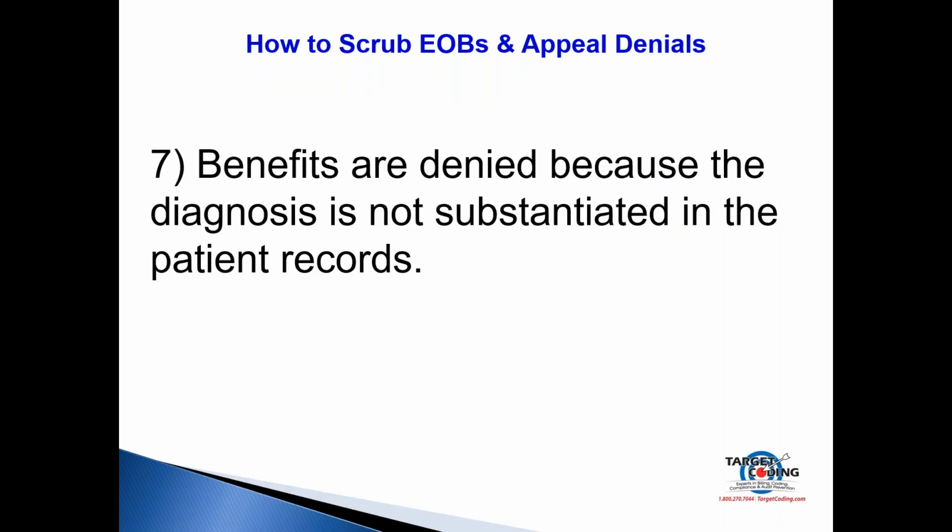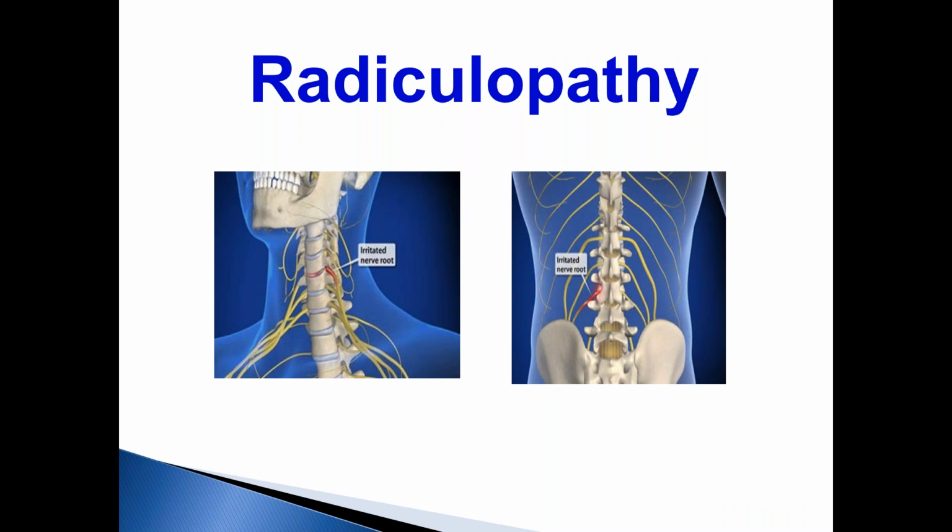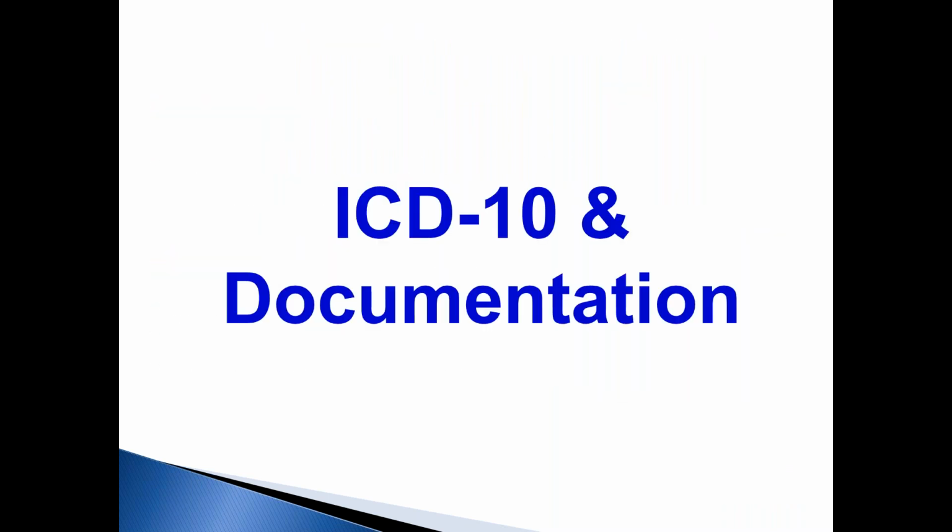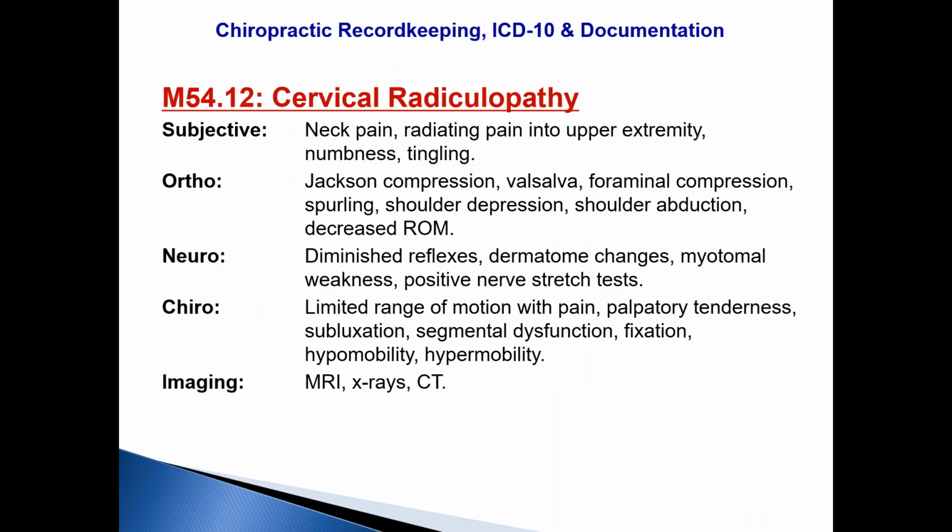Number 7. Benefits are denied because the diagnosis is not substantiated in the patient records. So let's say you use radiculopathy as a diagnosis. Your documentation must show the patient stated that there's pain in the neck and there's either pain, numbness, or tingling radiating into an arm or an upper extremity.